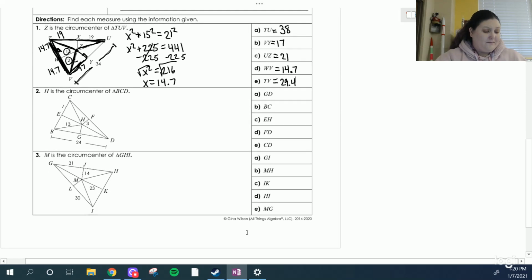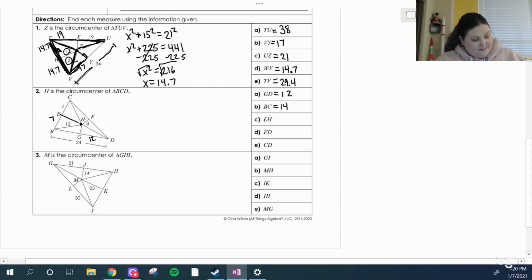So next problem, they tell us H is the circumcenter of triangle BCD. So this is my circumcenter, and I'm trying to find all these missing measurements over here. So I'm going to start with GD. GD is 12 because the whole thing is 24. So this is 12. BC is this whole thing, which one half of it is 7, which makes the other half 7, which makes the whole thing 14.